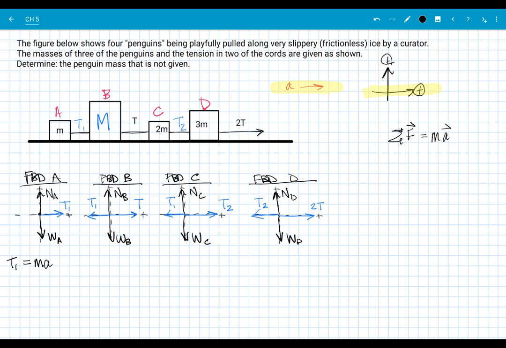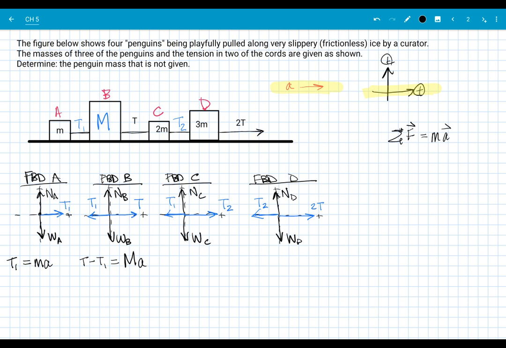Now let me look at penguin B. Now I have two forces on it. I have T going to the right, which is positive, minus T1, which is directed to the left, so it's negative. That's all I have in the horizontal, equals the mass of penguin B, which is capital M, multiplied by A. I'm going to use the same A here because all four penguins move together. So their acceleration will be the same. I don't need to subscript their accelerations. They're all going to move together. They're all going to have the same acceleration.